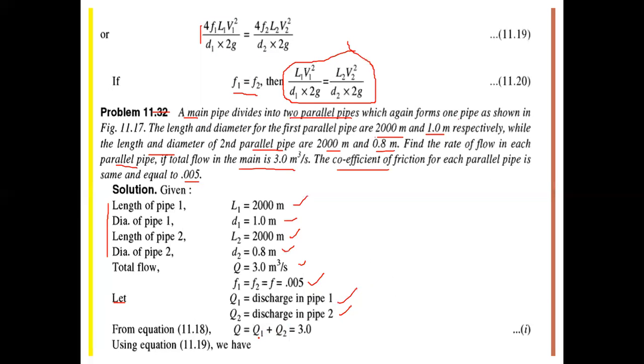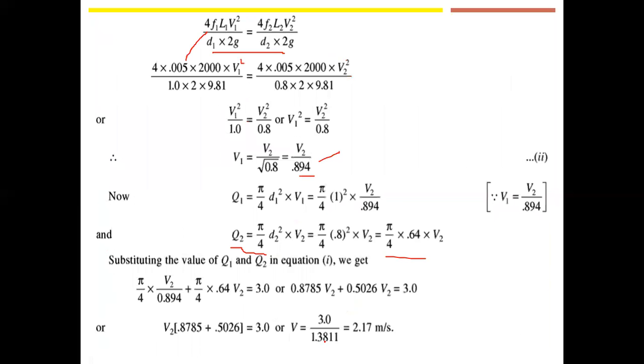So ఇక్కడ ఉంది కదా, now substitute the values of Q1 value, Q2 value. ఈ ఈక్వేషన్ లో ఆ వాల్యూ సబ్స్టిట్యూట్ చేయండి. Therefore Q1 plus Q2 is equal to 3, అంతే కదా. So therefore what is Q1? V2, this one, pi by 4 d1 square into V2 by 0.8. This one is Q1. ఇది వచ్చేసి Q1, ఇది వచ్చేసి Q2, is equal to 3. దీన్ని సపరేట్ చేసేసి, V2 సపరేట్ చేసి వాల్యూస్ అన్ని పక్కకు తీసుకోండి. Then the value of V2 is equal to 2.17 meter per second.